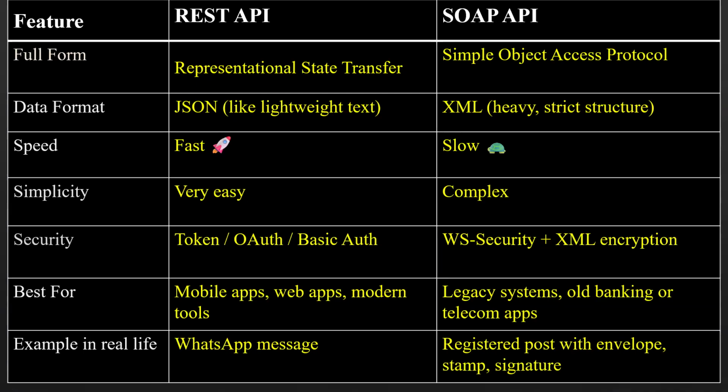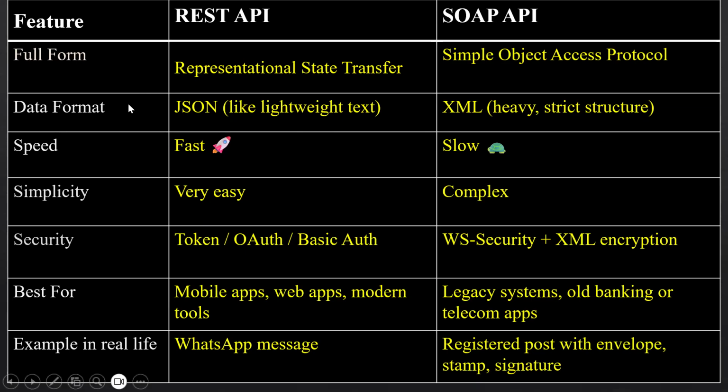So we'll come to REST API, Representational State Transfer. It is not a protocol. It is an architecture style that uses HTTP methods like GET, POST, PUT, DELETE to work with resources on the web. But SOAP API, or SOAP integration, is a protocol. REST is not a protocol, but SOAP is a protocol. It follows strict rules and always uses XML for sending and receiving data.